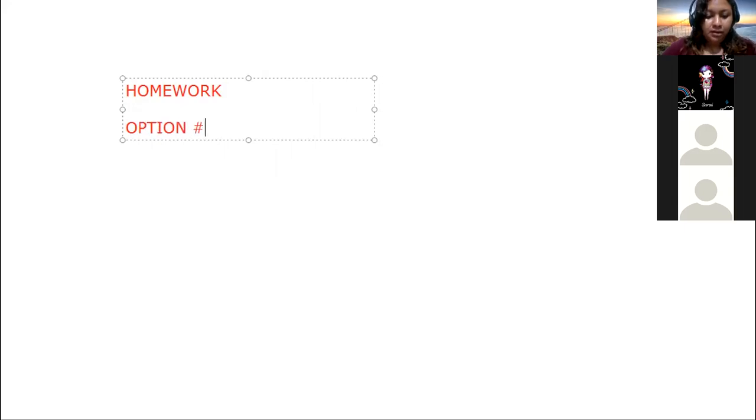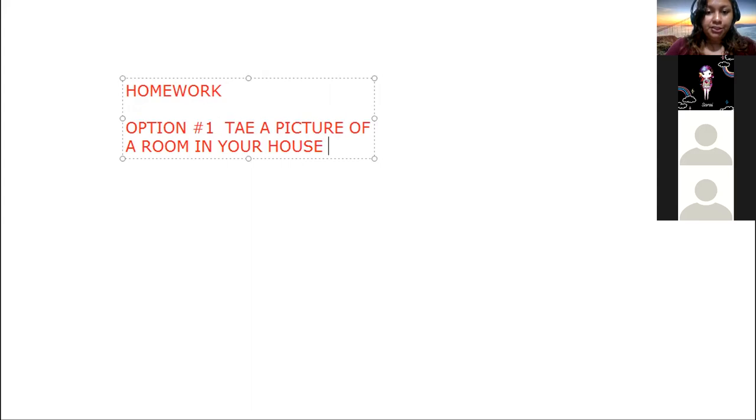Ok, homework for you for tomorrow. Take notes. So, homework is, you have two options. Option number one is take a picture of a room in your house. Okay, repeat it with me. Take a picture of a room in your house. The kitchen, the dining room, the living room, your bedroom, one.